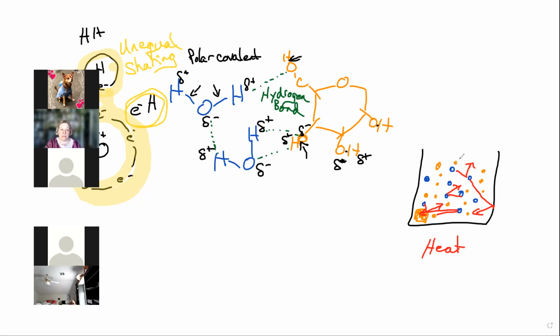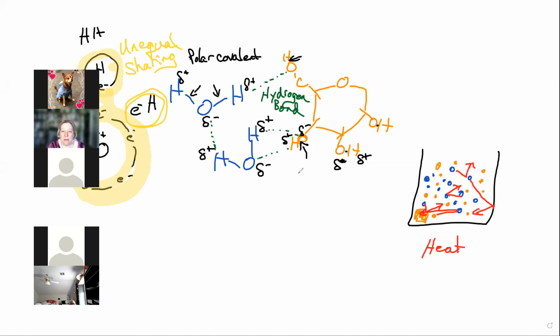dissolve and it's going to mix with the water, because everything is moving around and bumping into each other and jostling everything around. And because they can form hydrogen bonds, they're going to mix.